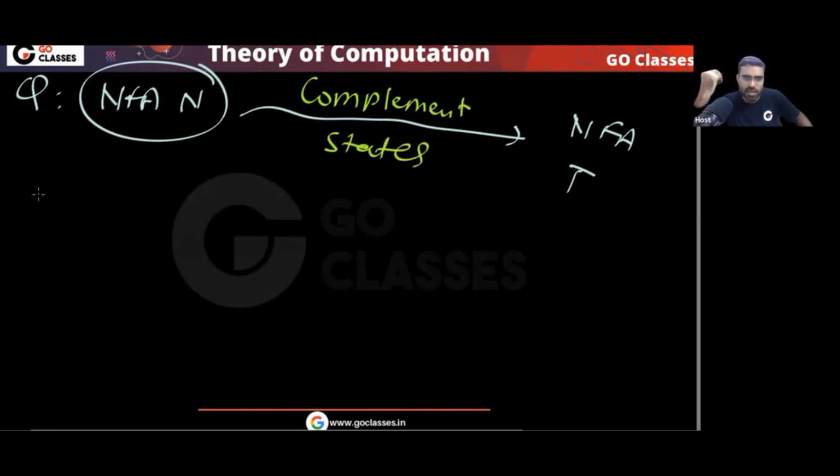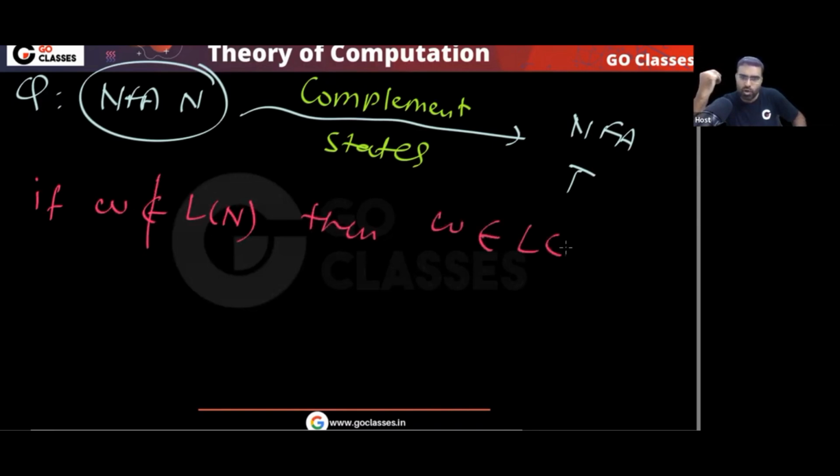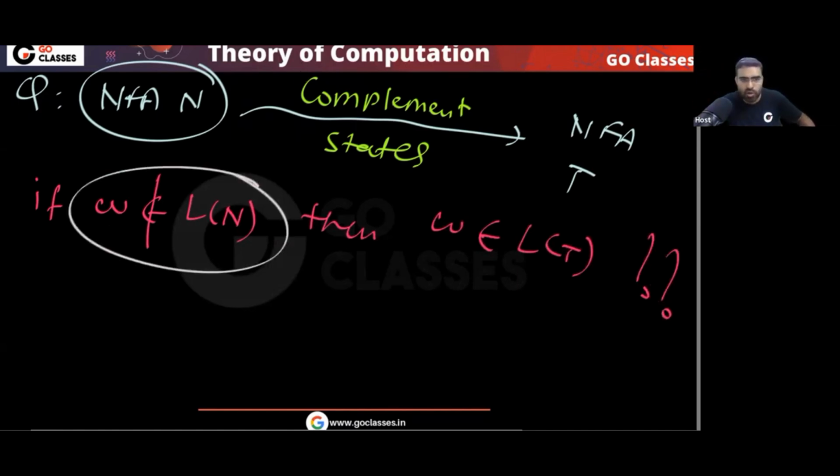Now I'm asking, if W does not belong to L of N, then can I say that W will definitely belong to L of T? Please tell me. If W does not belong to L of N, can I definitely say that W belongs to L of T?